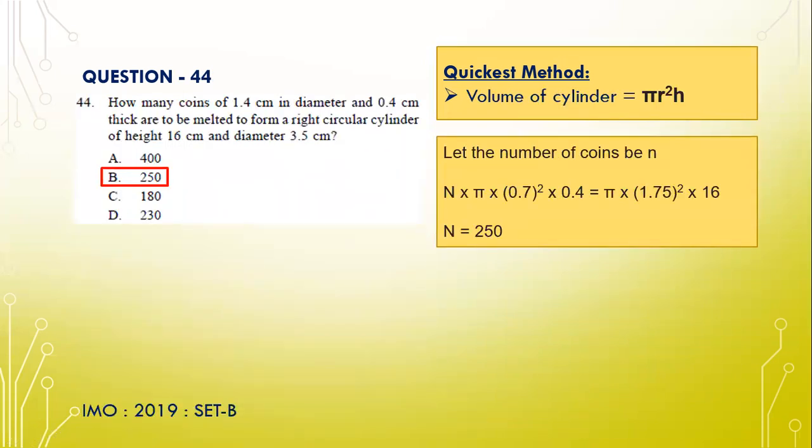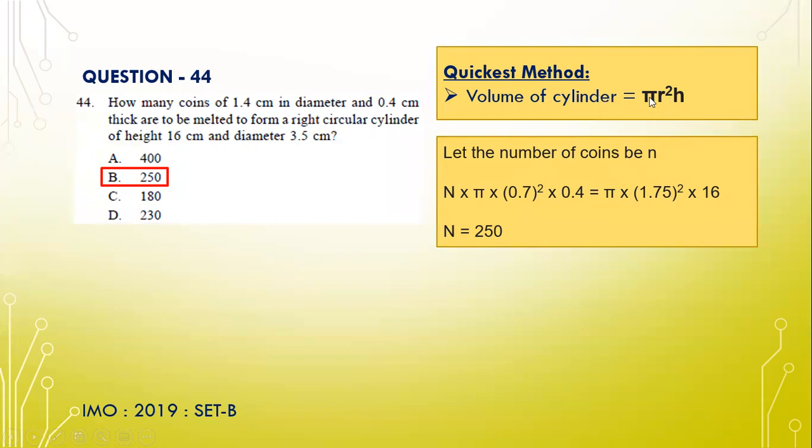How many coins of 1.4 centimeter in diameter and 0.4 centimeter thick are to be melted to form a right circular cylinder of height 16 centimeter and diameter 3.5 centimeter? Okay, how many coins? So let the total number of coins be n. So n coins are melted. The smaller coins are melted to form a bigger right circular cylinder.